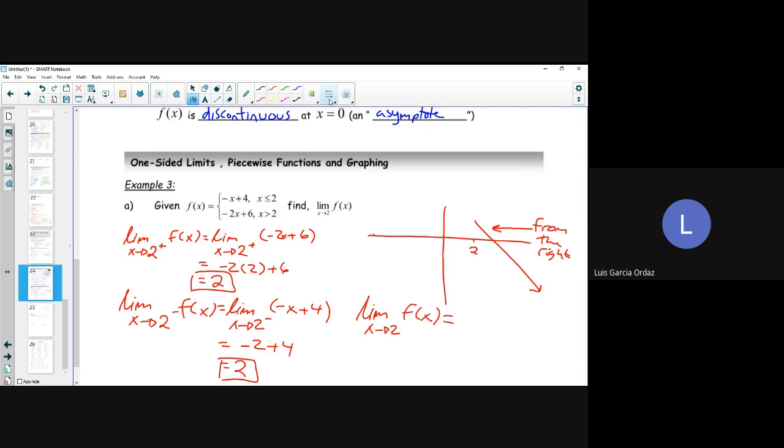So now that we found the limit from x approaching to the right and to the left, what is my limit as a whole? Remember, because they are the same, that means my limit as x approaches 2 does exist, and that limit is 2.